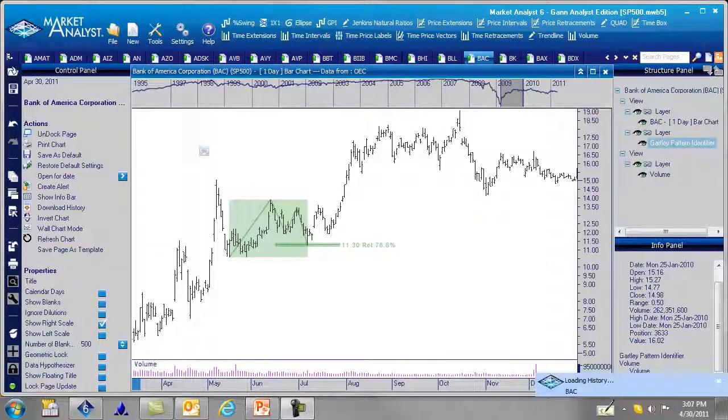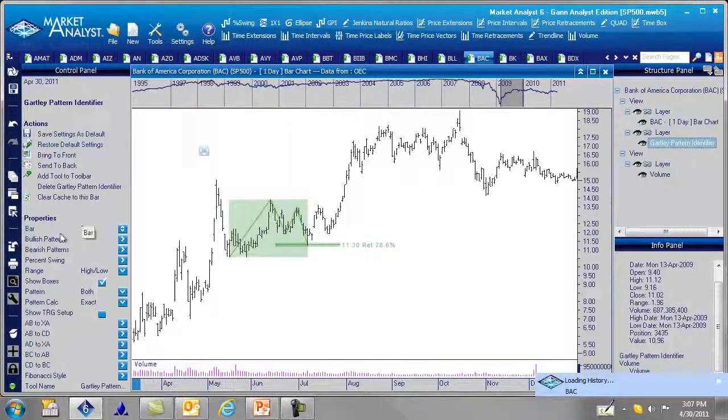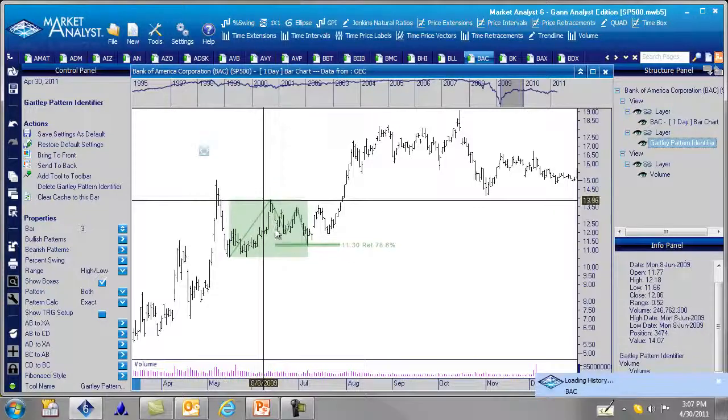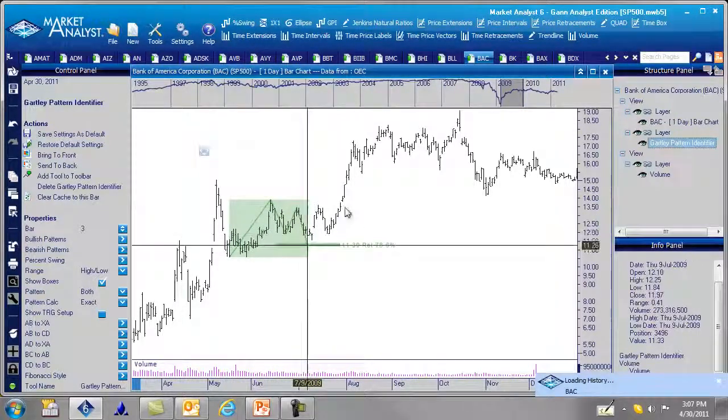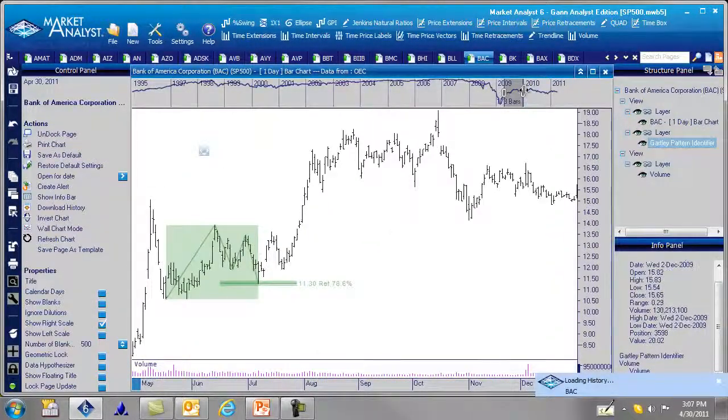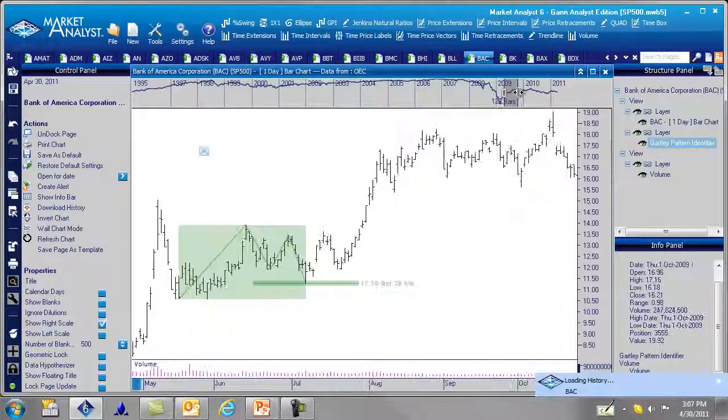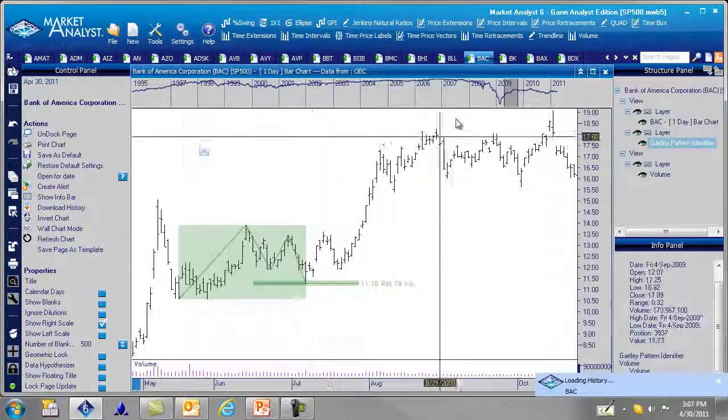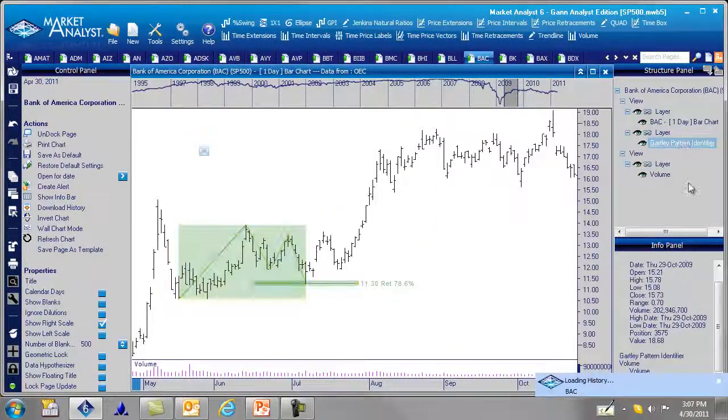Here's Bank of America. Gartley pattern identifier, 3 bars, trend, counter trend, hits the 78.6%, pretty much to the tick there. That's pretty solid, and moves up nicely after that. Let's look at another one.